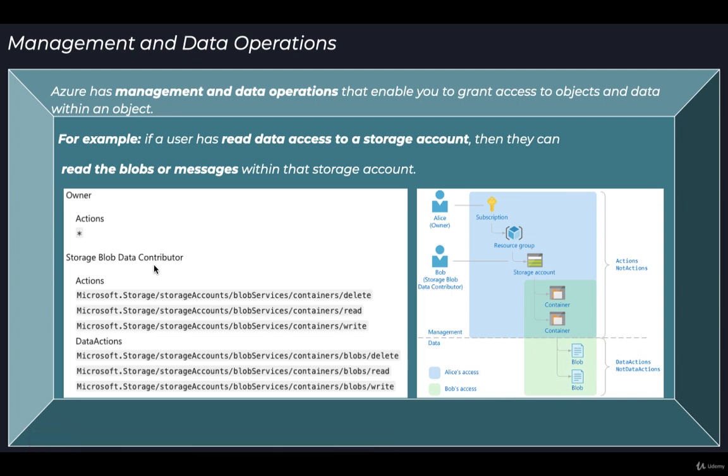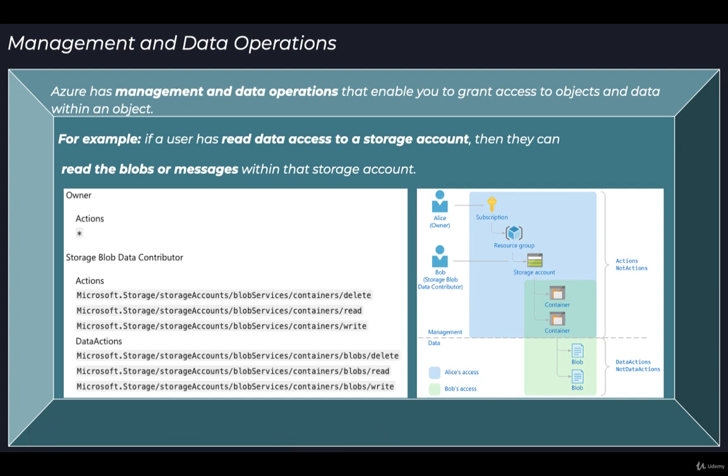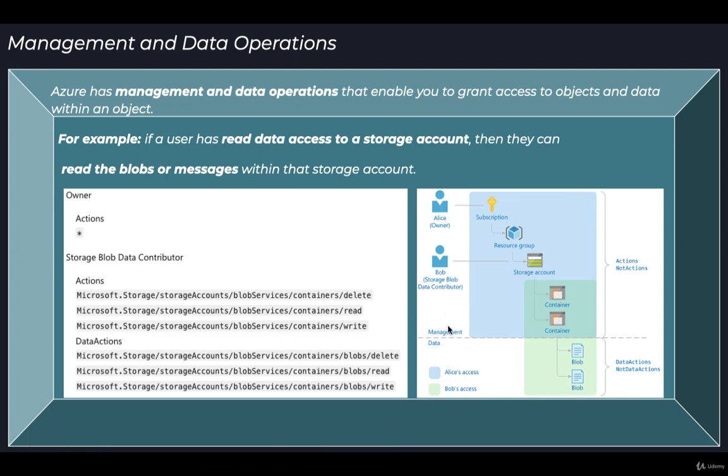Since Bob has the storage blob data contributor role, he has access both at the management level actions, so he can delete containers, and read or write containers, and he has access to the data actions as well, meaning he can perform data operations. Bob's permissions are restricted to just the actions and data actions specified in the storage blob data contributor role. In that way, he can delete blobs, read blobs, or write blobs. So this is how we can control access at the management and data operations level depending on the user role within the organization.